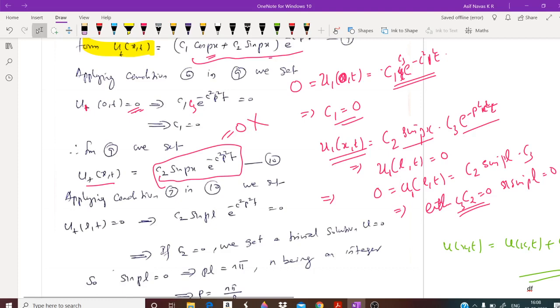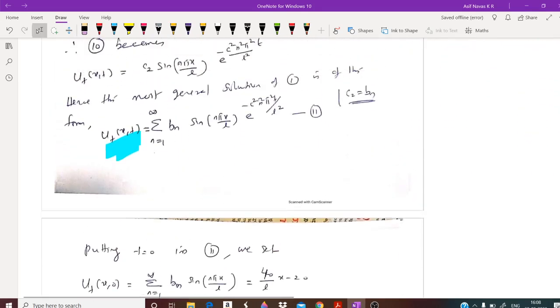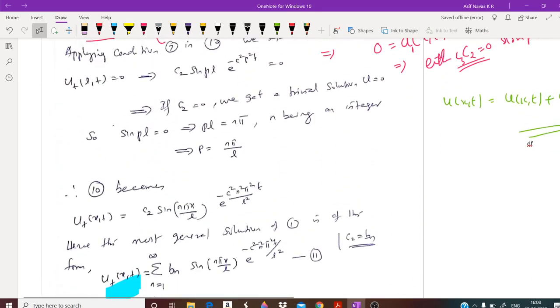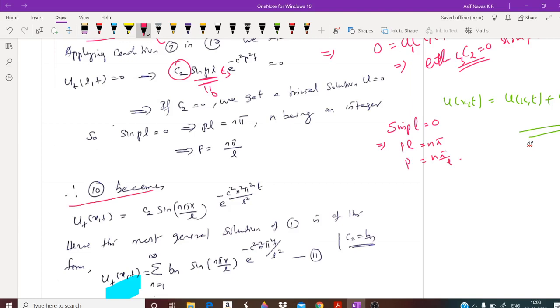The only possibility is that sin PL must be equal to 0. If this quantity is not 0, the solution completely becomes 0. So sin PL is 0 implies PL must be n pi, so P must be n pi by L. So our solution now changes into this form.